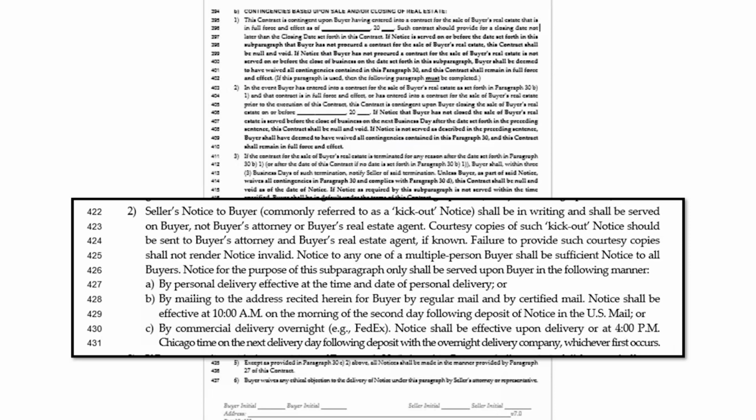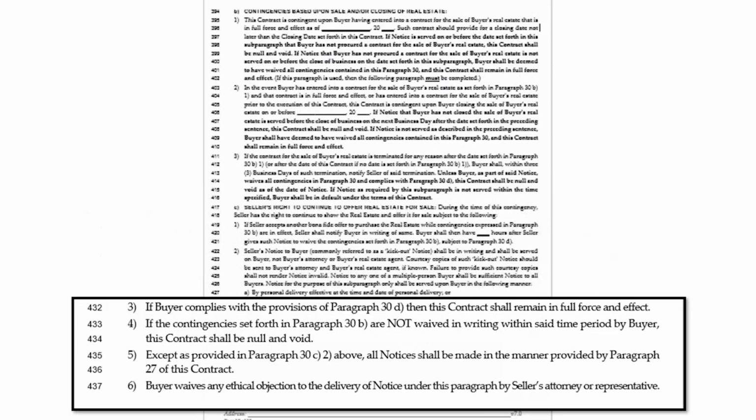So the kickout notice is in writing, shall be served on the buyer, not on the buyer's attorney, not on the buyer's real estate agent, because if he's only got 24 hours to decide what to do, we don't want to be giving it to the attorney or to one of us, because he could lose the house in that 24 hours while we tried to find him. So it doesn't start until we give it to them. So all of the ways we do that are in there. And if you look at number 6 down at the bottom, it says buyer waives any ethical objection to the delivery of the notice under this paragraph by seller's attorney or representative.